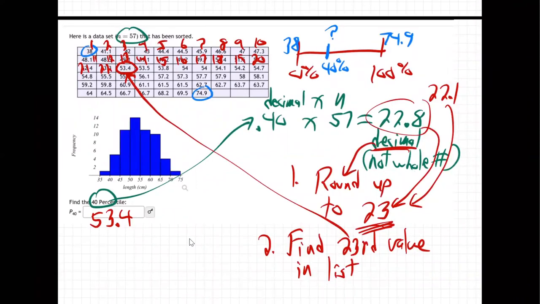And that's the 40th percentile, meaning that number is about 40% of the way through the list. It looks like it, doesn't it? It looks like it's just a little bit shy of halfway, just a little bit less than 50%. It's the 40th percentile. That data value is 40% of the way through the list. And there we go.